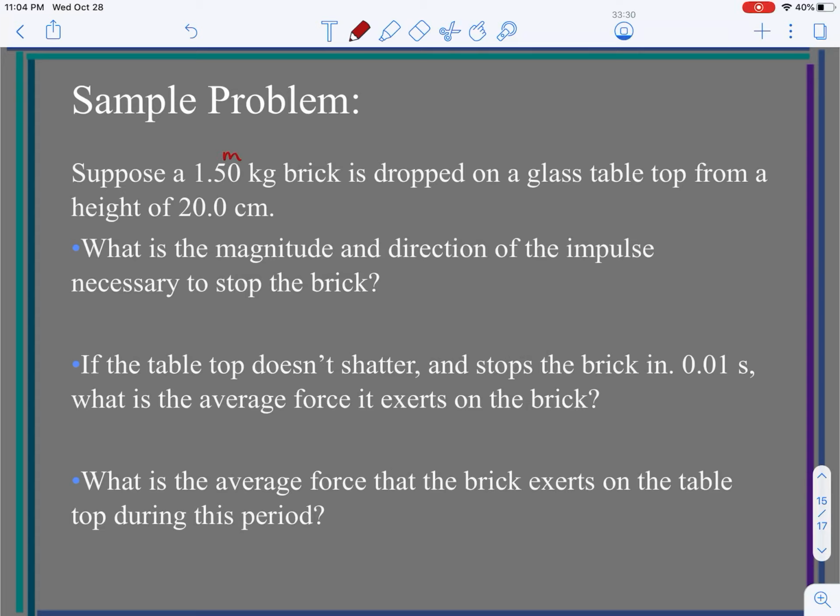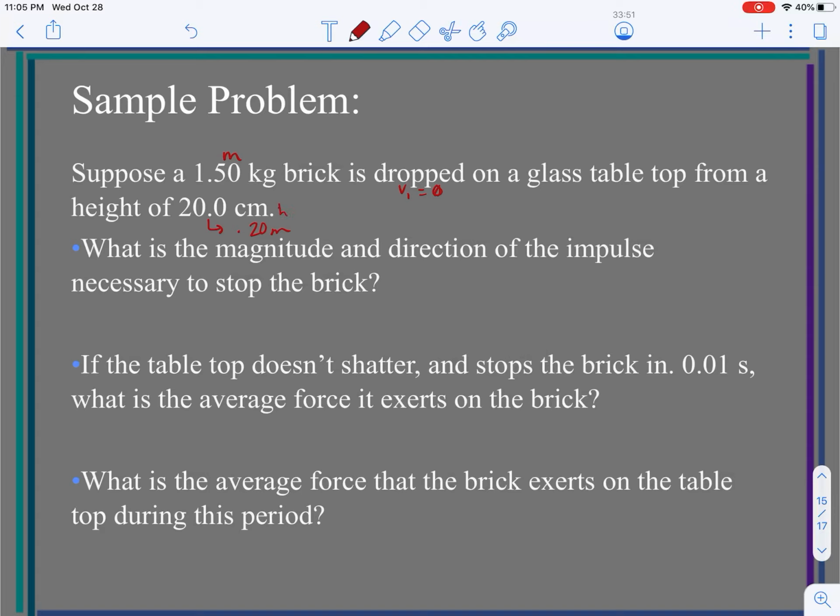So here it says, suppose we have a 1.5 kilogram brick and it is dropped, so my initial velocity is 0. It is dropped onto a glass table from a height of 20 centimeters. And remember, we would need to convert that into meters.